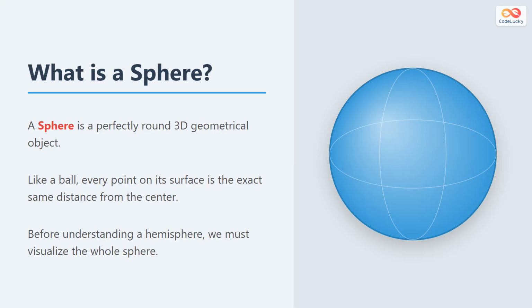To understand a hemisphere, we first recall what a sphere is. A sphere is a perfectly round three-dimensional object, like a ball. Every point on its surface is the same distance from its center.